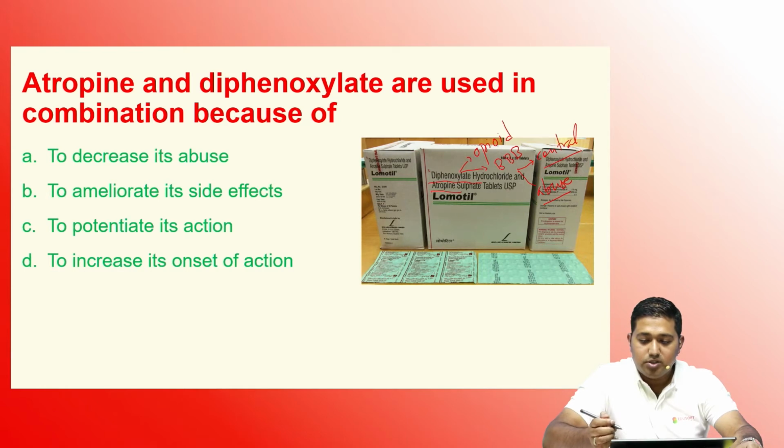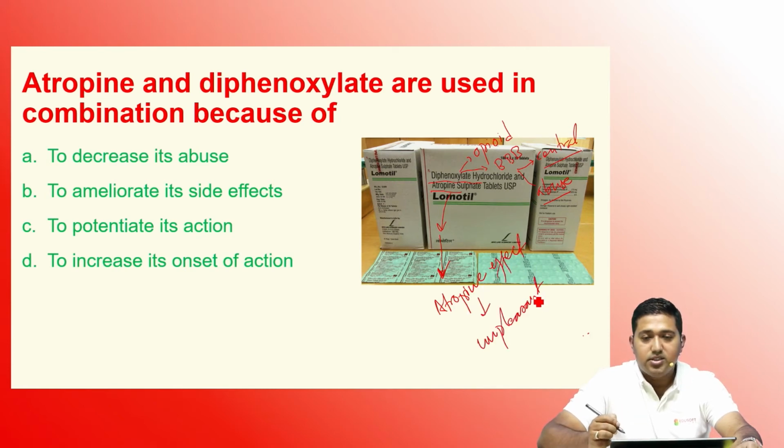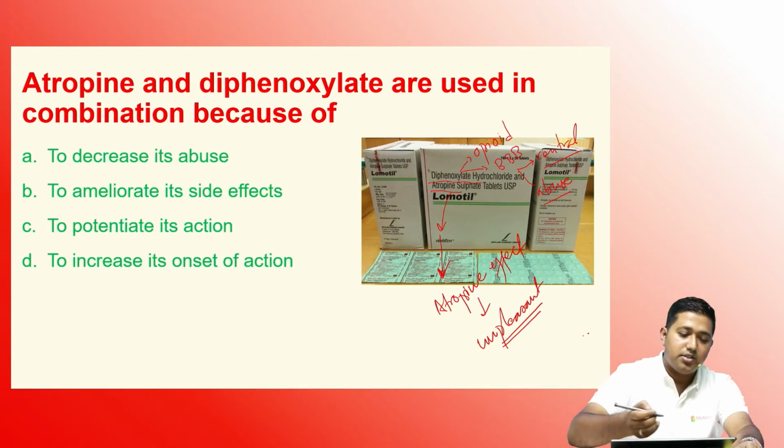Whenever there is an abuse potential, you want to combine it with a very low dose of atropine. So what will happen if you combine with atropine? Whenever a person takes multiple tablets of diphenoxylate, in that scenario the person will also have a high dose of atropine being taken unknowingly or unintentionally. So the person is going to land up with the atropine effects, and these atropine effects will be unpleasant. Whenever the effects are unpleasant, the person will not take multiple tablets of diphenoxylate. So that's why our answer here would be to decrease its abuse potential.